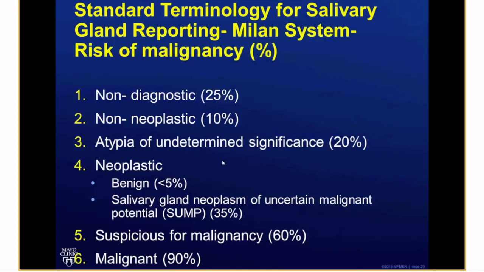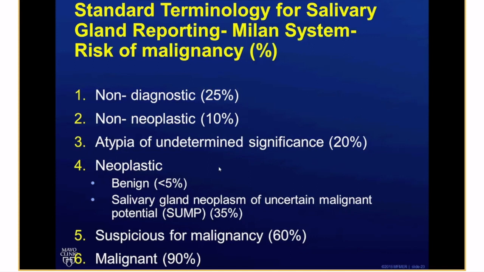So this is the standard way to report salivary gland, the Milan system. And the Milan system is very helpful since it provides an estimate of risk of malignancy. And I wanted to point out these two groups here, the atypia of undetermined significance and the neoplastic group. So when do we use atypia of undetermined significance, or, for example, salivary gland of uncertain malignant potential?